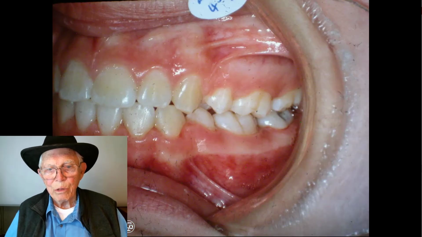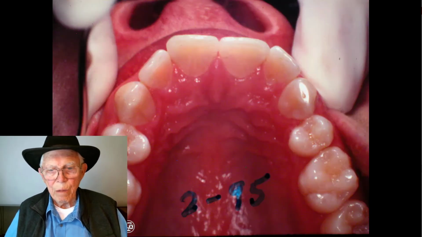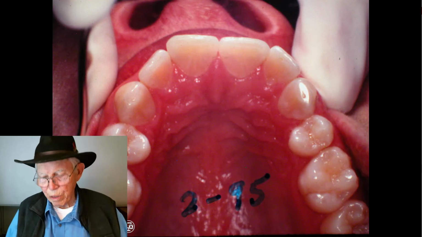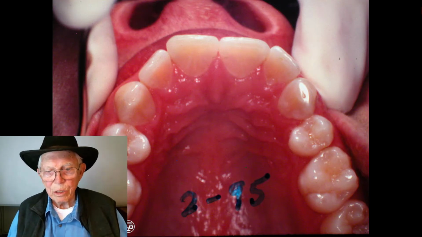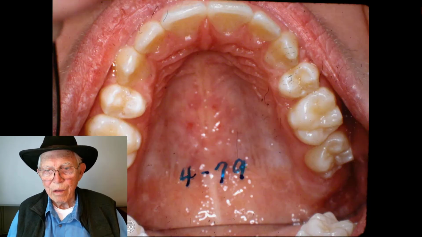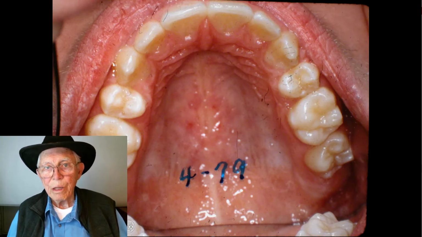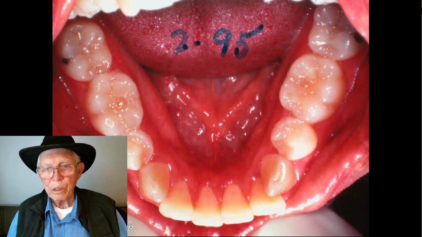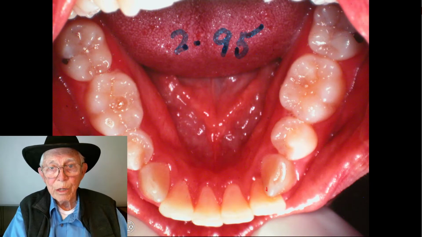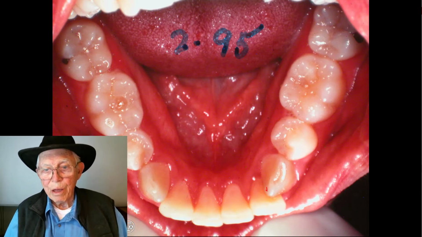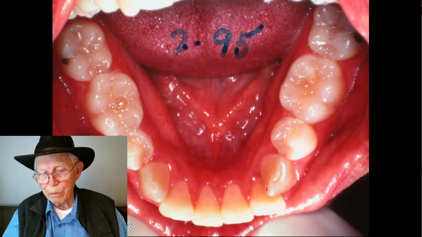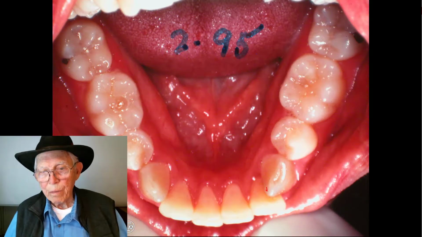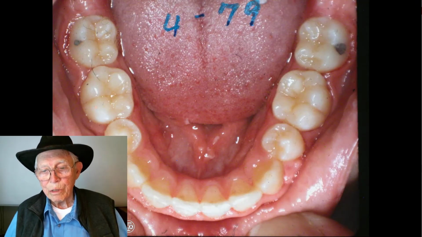I think I'm going to show you the model, the shape of the model. I think this is 95, and there it is in 79, right there. That's the upper arch. And this is the lower arch, and this didn't work out too hot right here, and this was 95. So that has relapsed to that point. And there it was in 79.